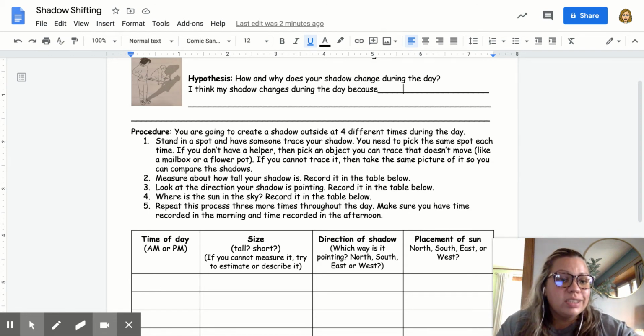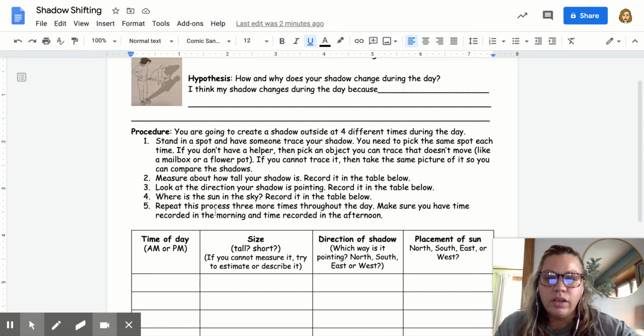But if not, you can still complete this activity. Just put a flower pot in the middle of your yard and watch how the shadow changes throughout the day. So then, number 2, measure about how tall your shadow is. Record it in the table.